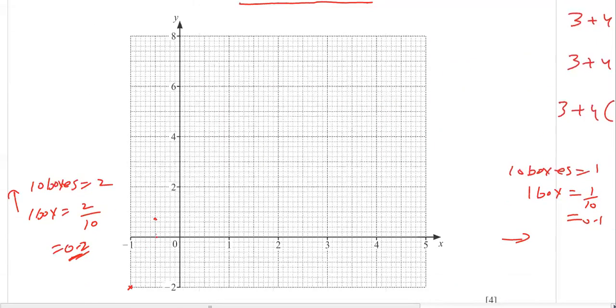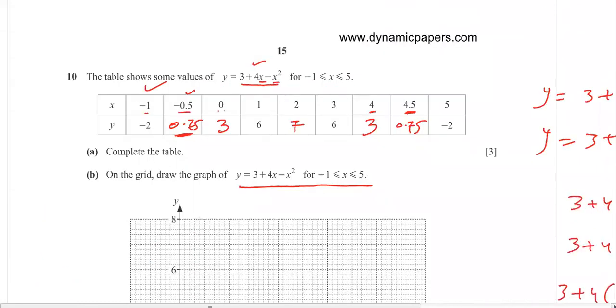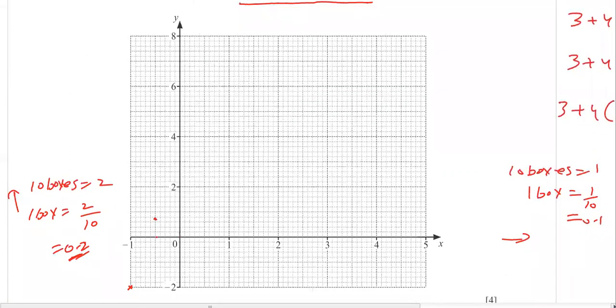That point we draw. This is the second point, this one. Then the next point is when x is 0, y is 3. Okay, this is x is 0, so y is 3. This is 2, 2.2, 2.4, 2.6, 2.8. This is 3. So this is the point we have.